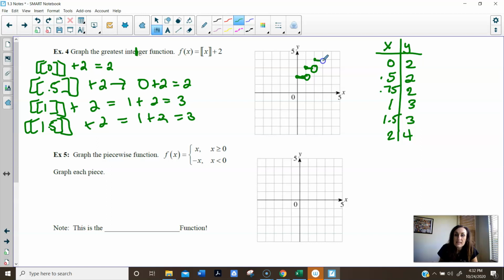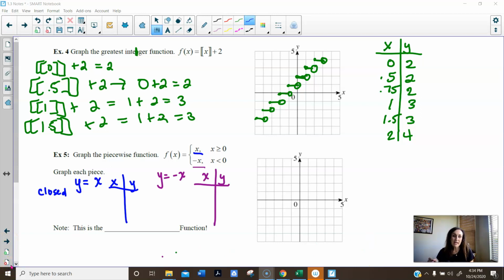And you can see the pattern. So the table kind of helps you with the pattern. And then what you can do is you can just fill in the pattern, making sure you start with the closed circle and then you open on the right-hand side. And so here is your step pattern, and there's your step graph.